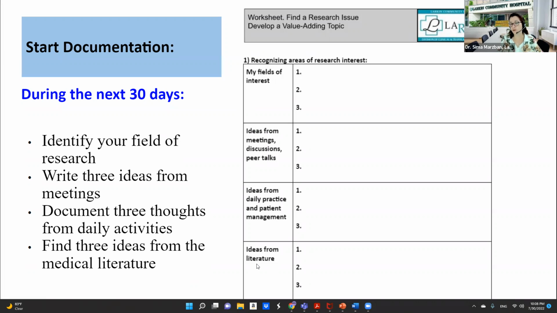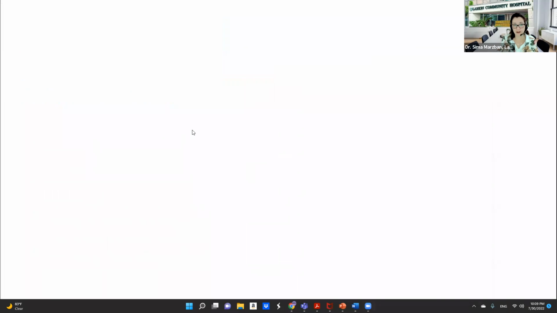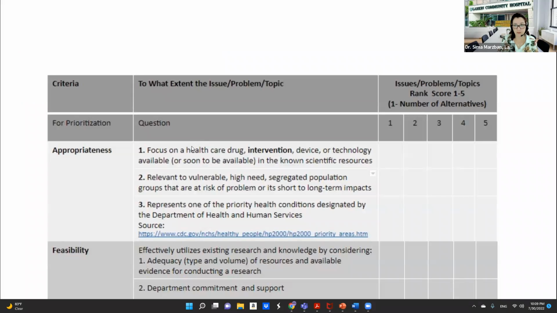Find 3 ideas from the medical literature. You need to go to PubMed, Web of Science, Google Scholar, Cochrane, CDC. So you can find many ideas, and from the resources that I shared with you in this meeting, you can find those ideas as well. Then you should prioritize between those topics.